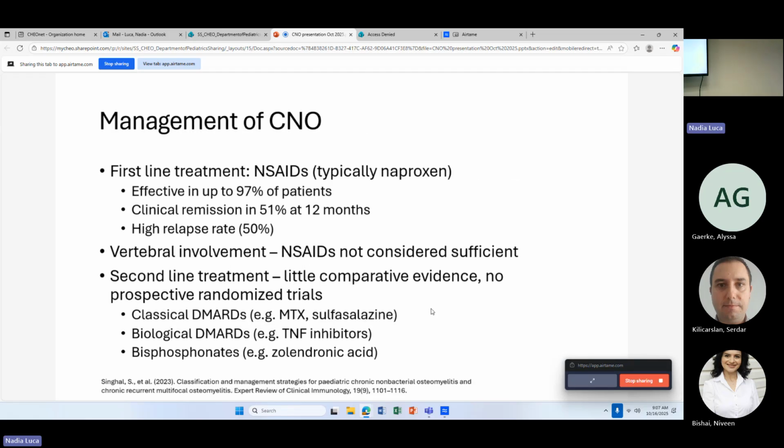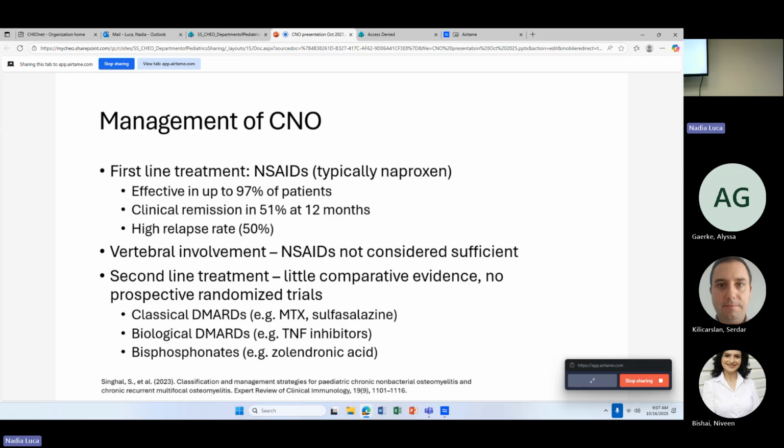All right, so now treatment. Treatment is not too bad. Interestingly, it's one of these conditions that actually responds to NSAIDs, which always surprises me. I'm always like, how is this working? But it does. Up to 97% of patients are going to respond to NSAIDs, and typically naproxen is what we'll use.